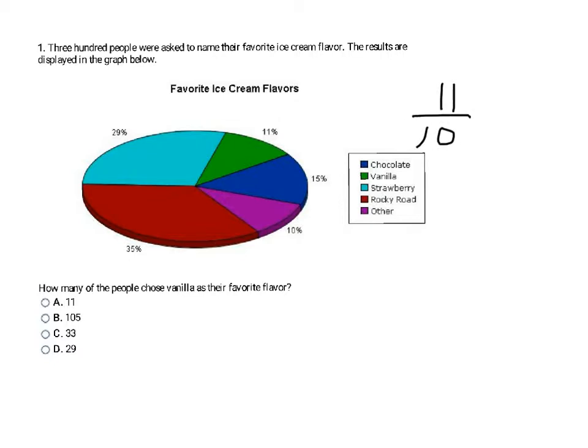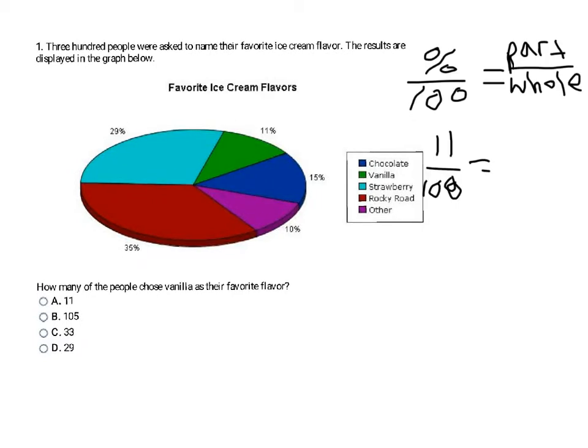The 11%, percent's always out of 100. If you get 100% right, you have a whole, you have them all right. So you always put 11, or your percent number, over 100. And then you're always going to put your part number over your whole number. Well, our part number is the part of the people that want vanilla. We don't know that, so we're going to put X. And then we know the whole is 300 because that was how many people were polled. So then you just cross multiply and divide.